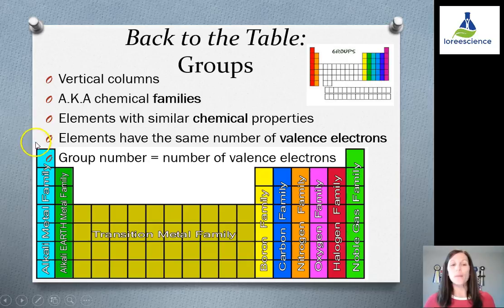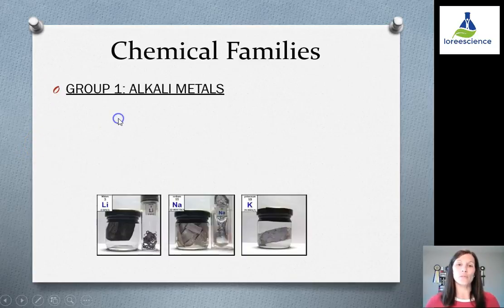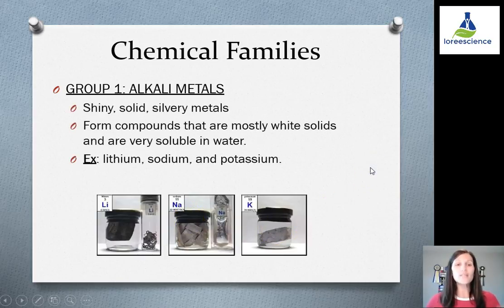Their group number found on the periodic table actually tells you the number of valence, or outermost, electrons. So group number 1 has 1 valence electron. We call those the alkali metals. If we look at lithium, sodium, and potassium, they're all silver, solid, shiny metals. They all form compounds that are mostly white solids. Compounds meaning when they combine with something else.